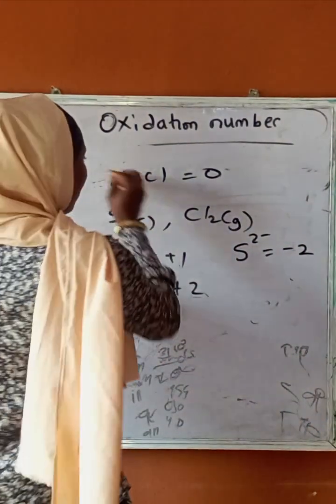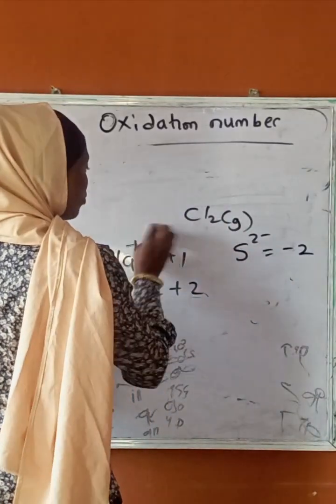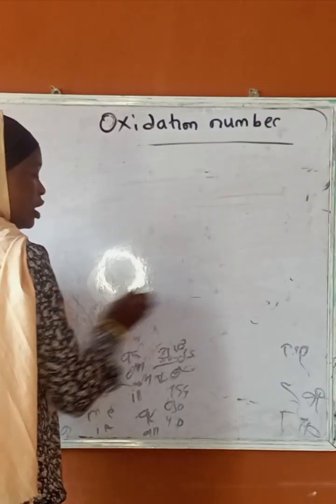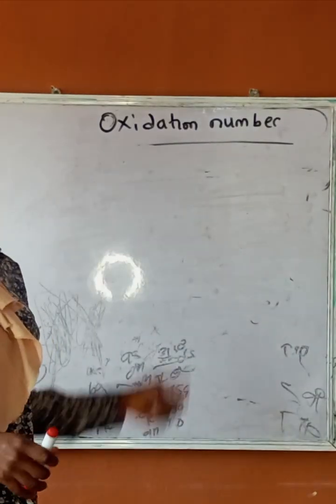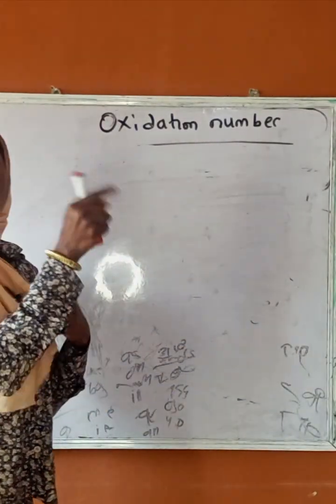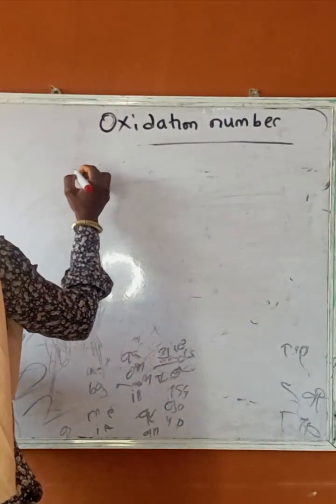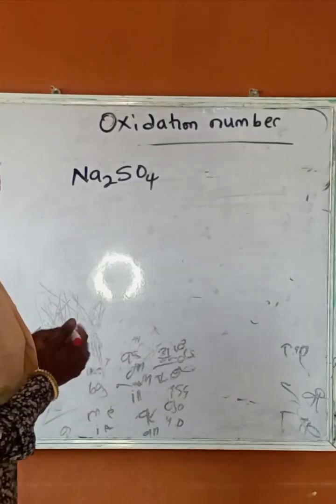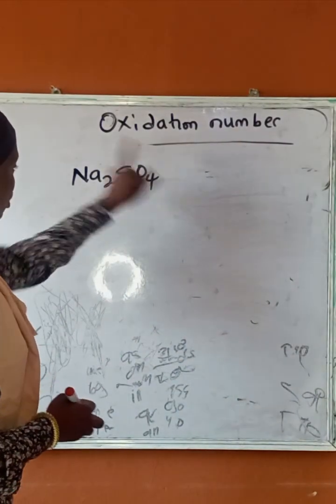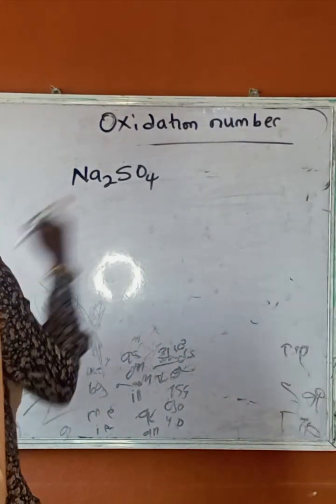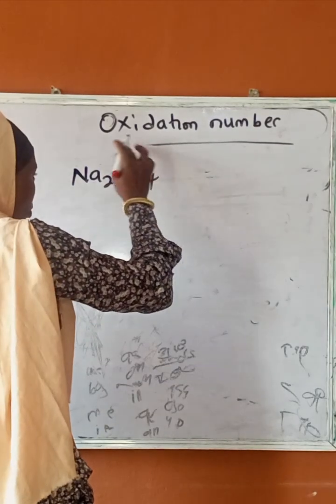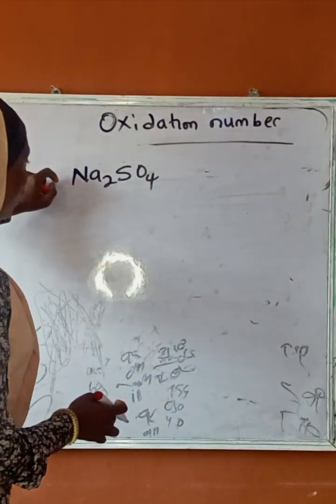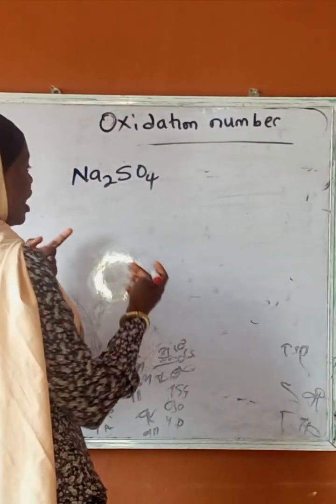Now let's take an example. The knowledge of oxidation number is very important even in naming of our inorganic compounds, because at the end of the name we need to put the oxidation number in brackets. So let's take this compound for example. If I am to calculate the oxidation number, I will be looking for the oxidation number of this middle element, which is the sulfur. The oxidation number of sodium is fixed, it is +1. How do I arrive at that?